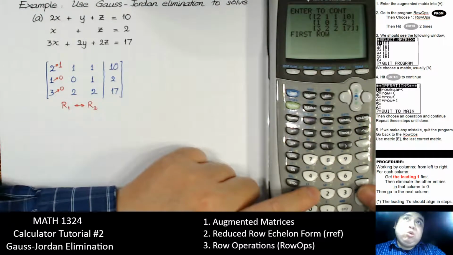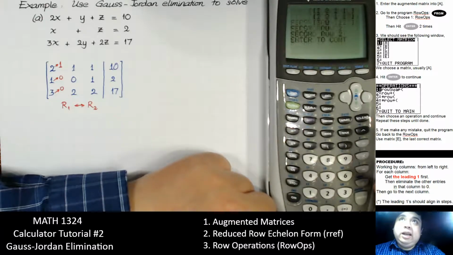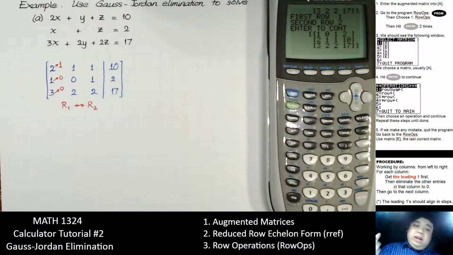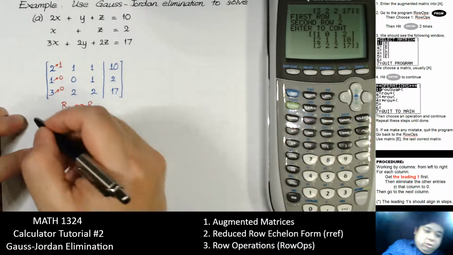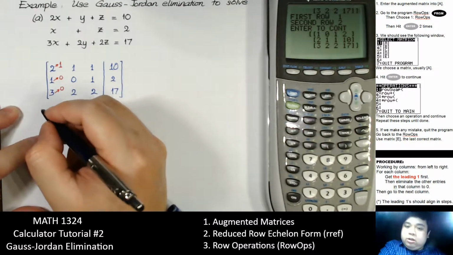The first row to swap is row 1. Swap with the second row, row 2. Hit enter. That's what we have. We can copy the result. Right. 1 0.